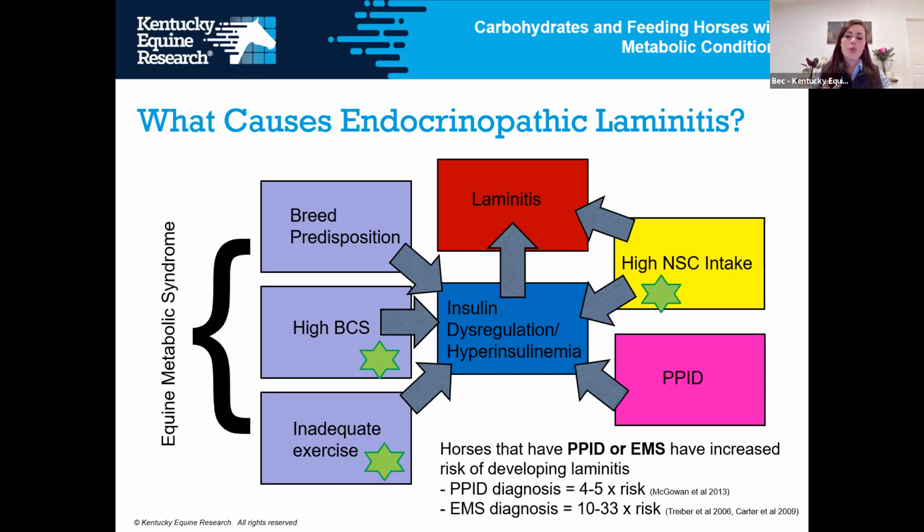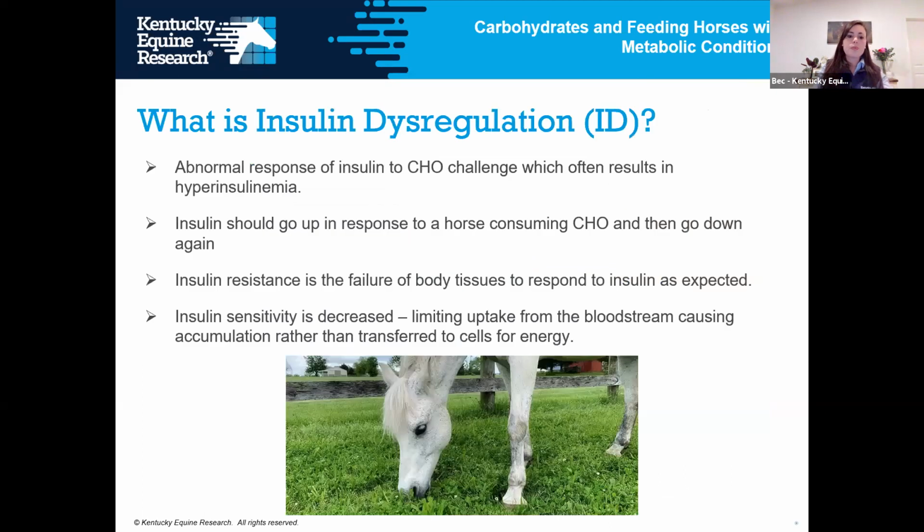Now you'll see there I've put 3 little green stars on this particular diagram, and the reason I've done that is they are the 3 things that we can actually influence through management. So these are the things that we need to spend some time talking about and that we really need to understand the importance of, so that we can influence this insulin dysregulation and consistent hyperinsulinemia and hopefully stop the progression through to laminitis. So what is insulin dysregulation and hyperinsulinemia?